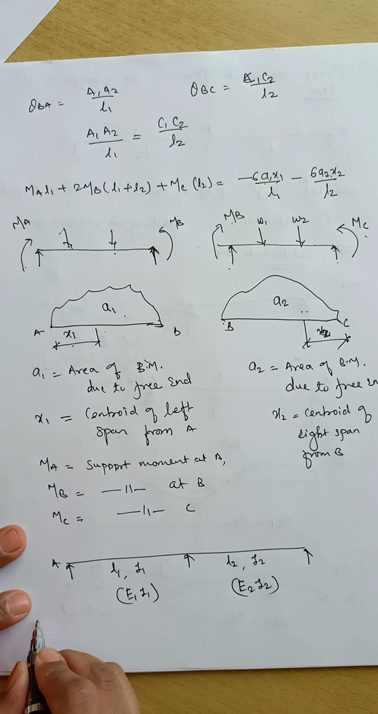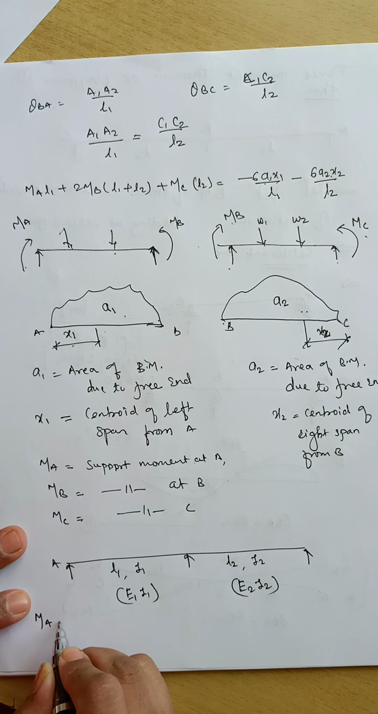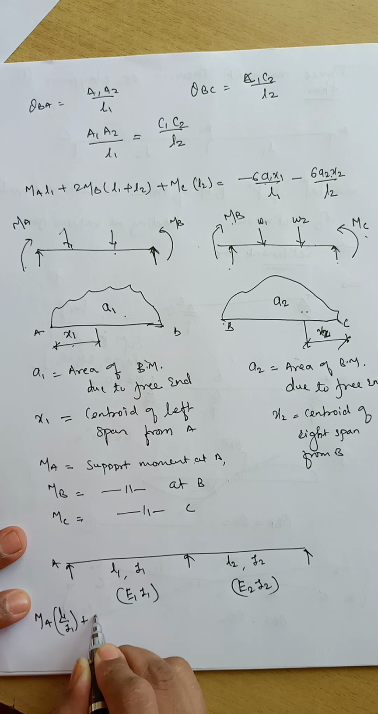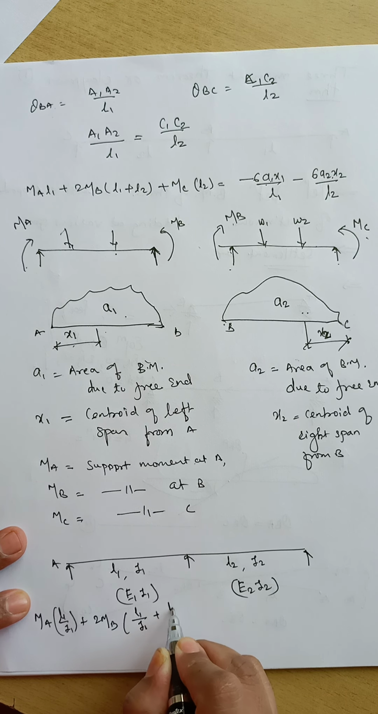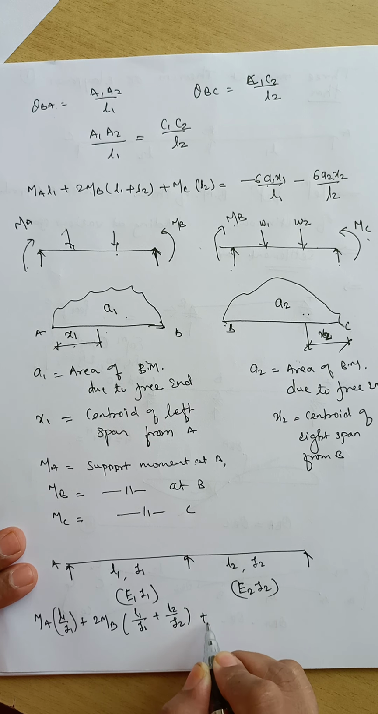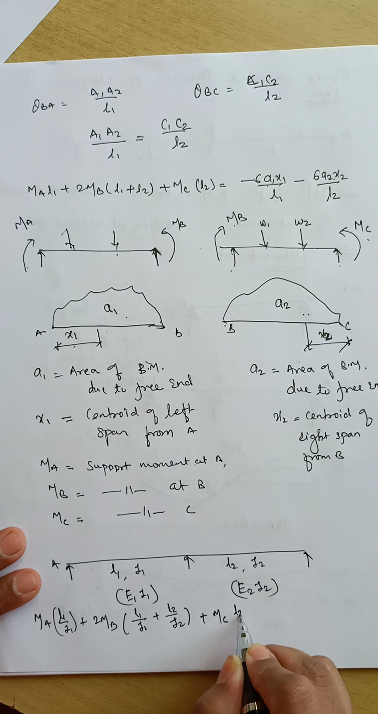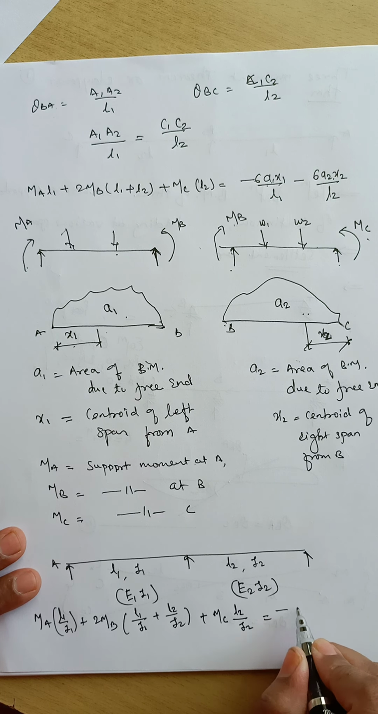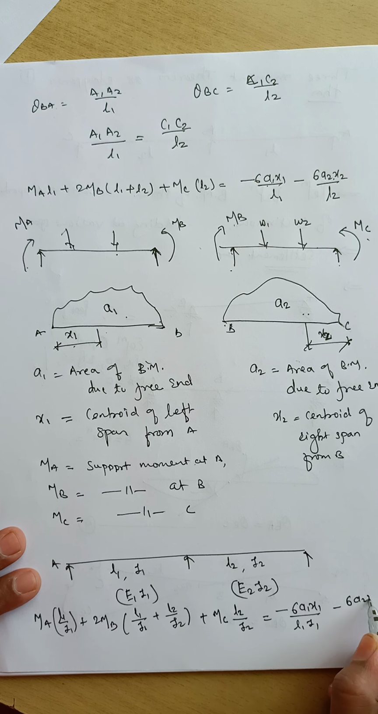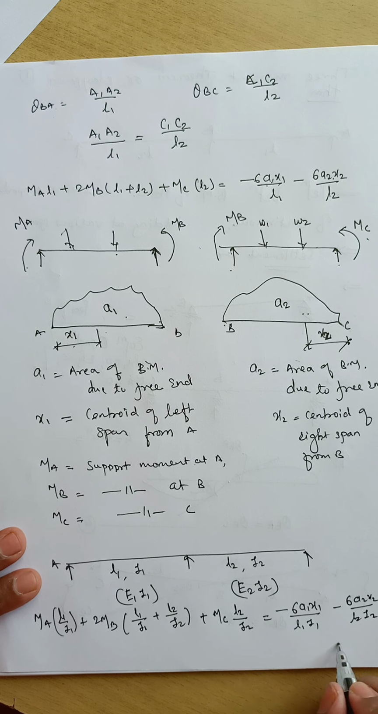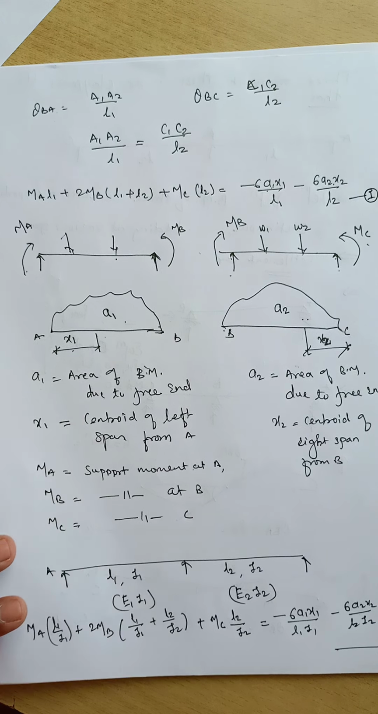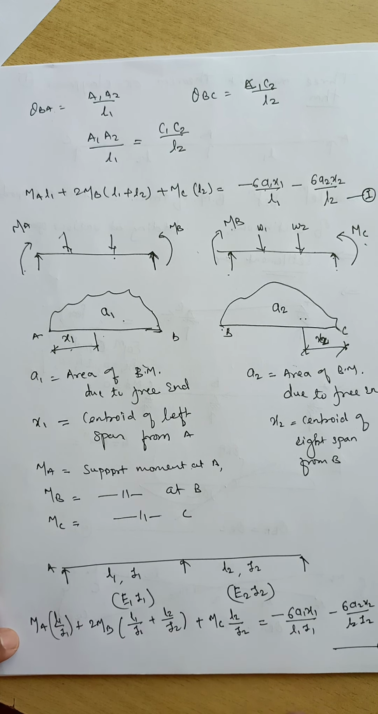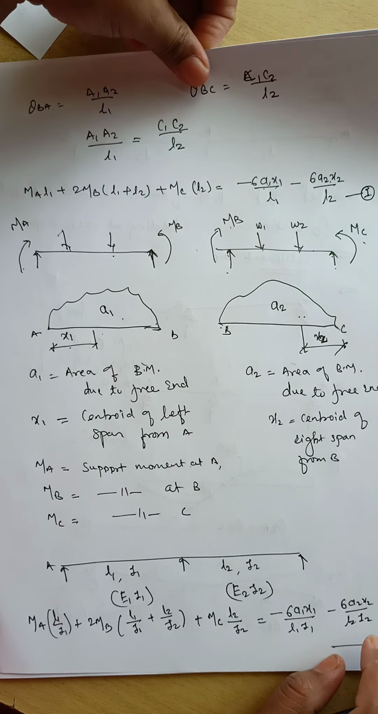In this case, the above equation becomes MA L1 upon I1 plus twice MB times L1 upon I1 plus L2 upon I2 plus MC L2 upon I2 is equal to minus 6A1 x1 upon L1 I1 minus 6A2 x2 upon L2 I2, like this. This is equation 2. This is the basic equation. So when different rigidity is there, in that case we can use this.